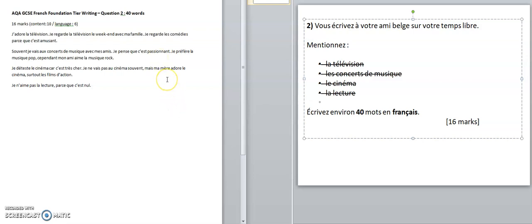But hopefully that shows you how you can add a little bit of detail, because when we're looking at the language mark, it's important to get not just I like, I hate, I don't like, but get a variety of verbs in there. There we go.